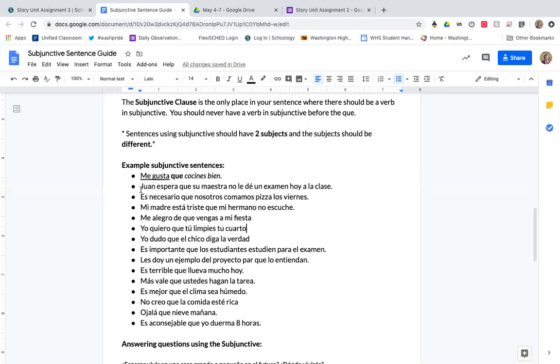Our next sentence says, "Juan espera que su maestra no le dé un examen hoy a la clase." "Juan espera" is the indicative clause, followed by "que." And then "su maestra no le dé un examen hoy a la clase" is the subjunctive clause.